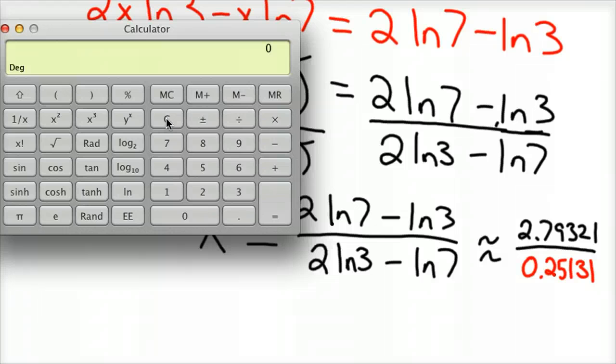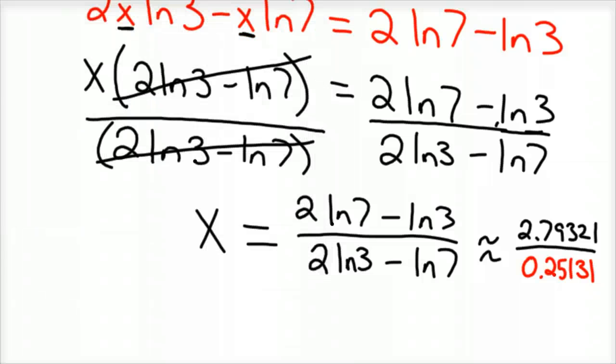2.79321 divided by 0.25131 equals, and I get 11.11. I think that's bad, but we'll find out. So x so far I have is approximately 11.11. I'm thinking I might have made a mistake. I don't know, but here's where we'll find out.